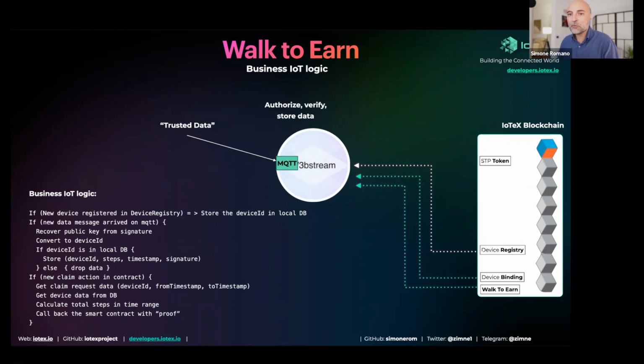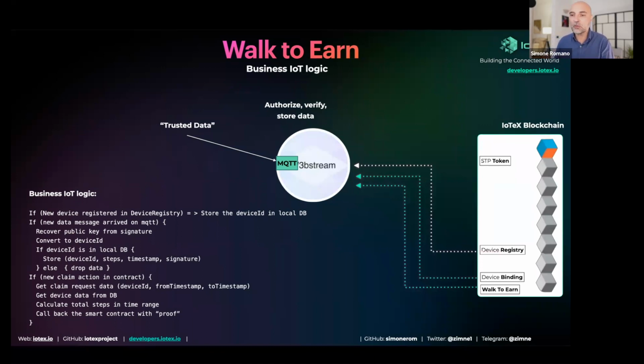And so eventually our WebStream node would calculate a balance in terms of steps that have been walked in the time range, and just call back the smart contract to send back the reply or the proof of the walking activity for that specific device in the time range.